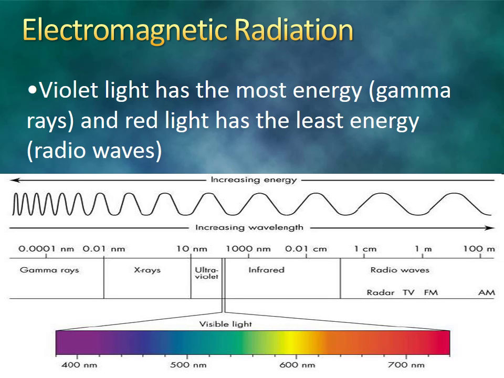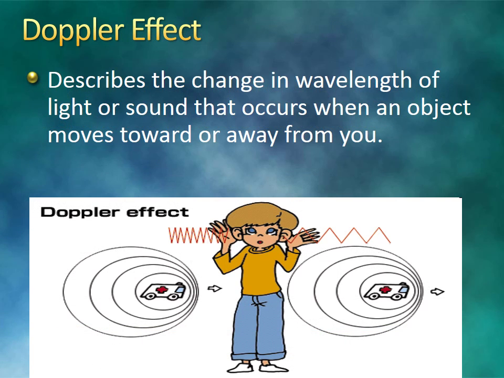And what I just said in the slide before is when a celestial object that has light is coming towards Earth, the wavelength is going to be shortened and it's going to have that violet or blue light. When it's moving away from Earth, it's going to stretch out and it's going to have the red light. So there's an effect, and it's called the Doppler effect. That's what describes the change in wavelength of light or sound that happens when an object moves toward or away from you.